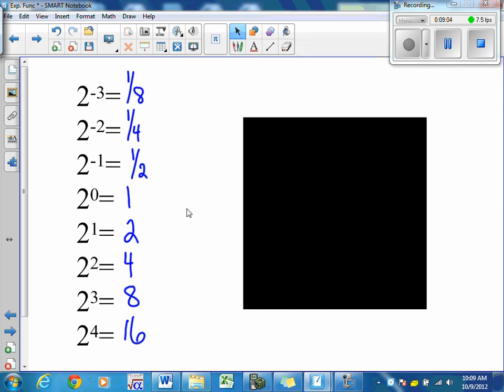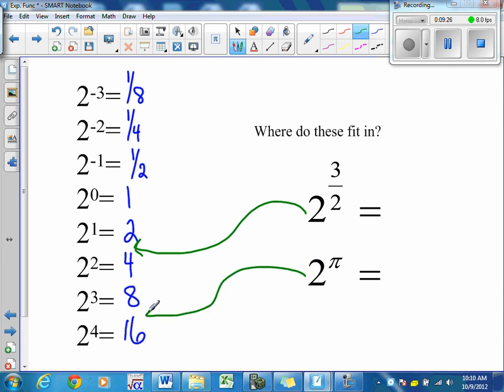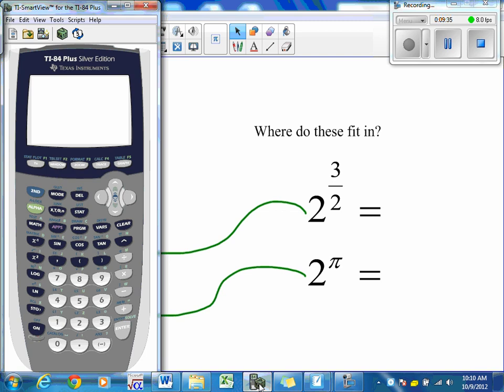Now, as you look at these numbers, I want you to think about something. Where do these fit in? Where is 2 to the 3/2? That's 2 to the 1.5. It's going to be in here somewhere between 2 and 4, but what? What about 2 to the pi? That's going to be in here, 3.14. But what's that equal? Now, you may say, well, let's just go to the calculator.